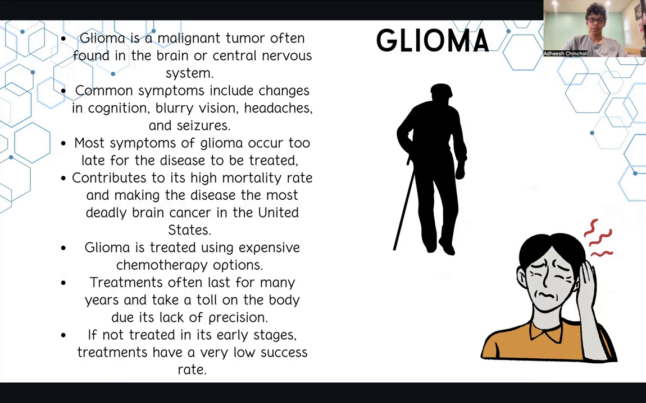Now, glioma originates in the brain or spinal cord, and more commonly, it originates in the glial cells of the brain, which are responsible for supporting and protecting neurons. The symptoms of glioma, like headaches, seizures, blurry vision, or changes in cognition, often appear late in the disease, which is one reason for its high mortality rate. Current treatments rely on surgery, radiation, and chemotherapy, which are costly, lengthy, and often come with severe side effects because they lack precision. By introducing a targeted molecular approach like the one I'm presenting today, I can aim to improve the precision and reduce the toxicity of glioma treatments.